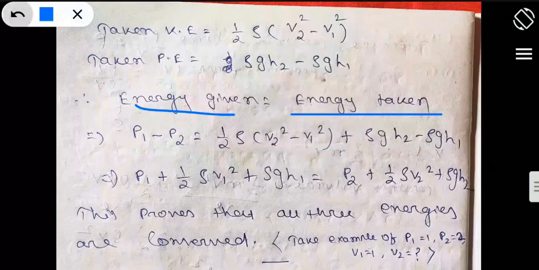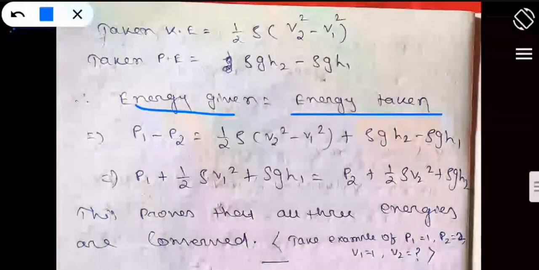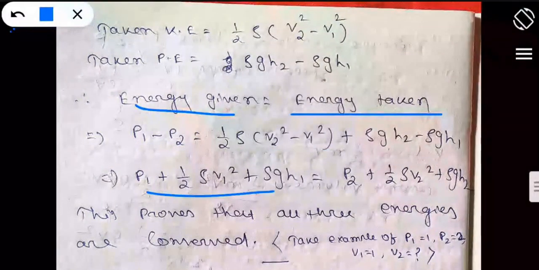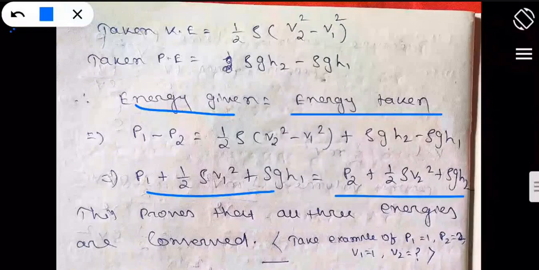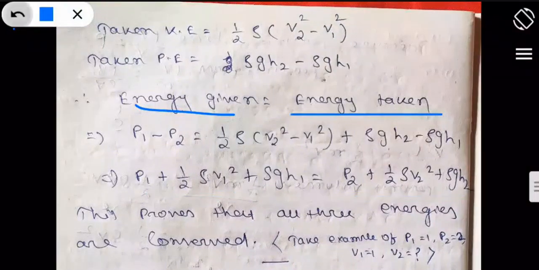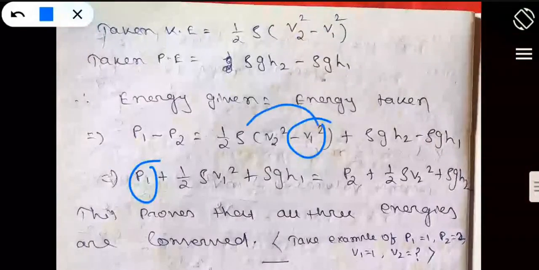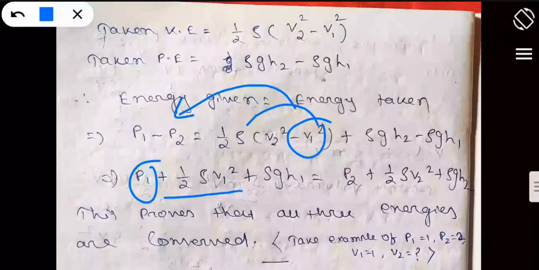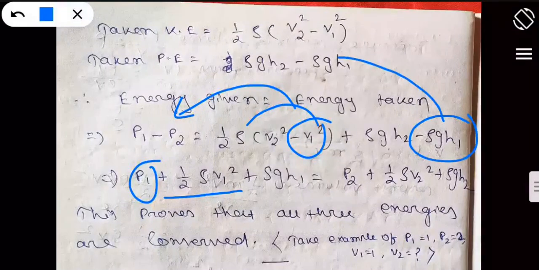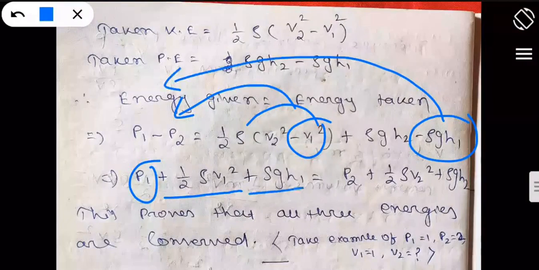Now what I will do here is write it by keeping the ones on one side and the twos on the other side. Let us rearrange it. So this is P1, and this half rho v1 square is minus here, and when it goes to this side it will become plus half rho v1 square. And similarly, minus rho g h1, if it goes to the opposite side of the equal sign, will become plus rho g h1.